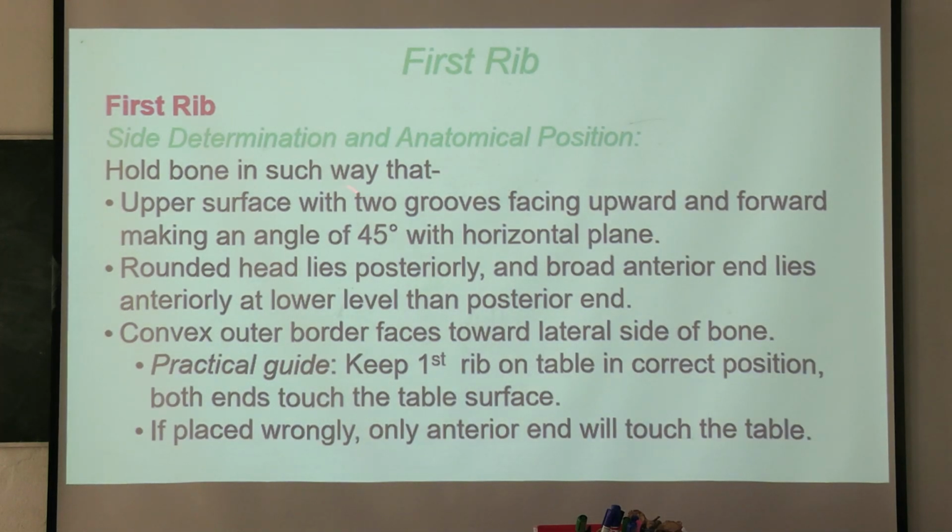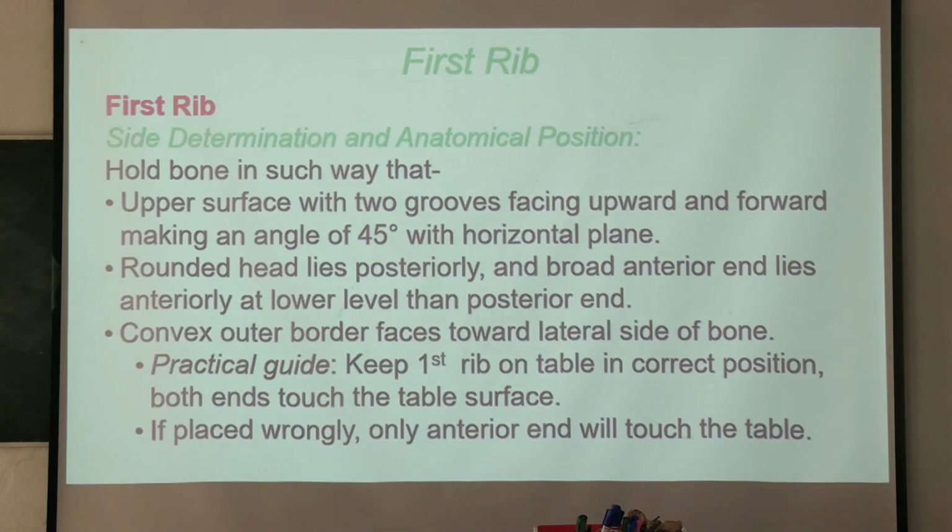So how will you hold it in anatomical position? Hold the bone in such a way that upper surface with two grooves faces upward and forward, making an angle of 45° with the horizontal plane. And rounded head lies posteriorly and broad anterior end lies anteriorly at lower level than the posterior end. Convex outer border faces towards lateral side of bone.